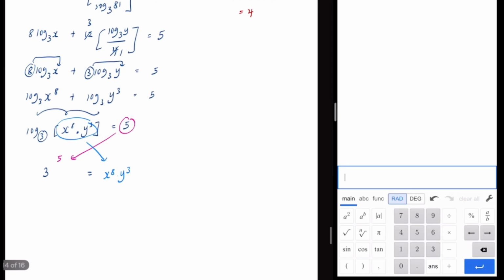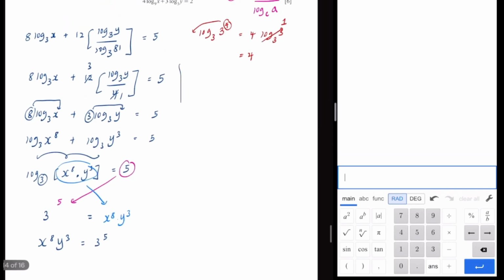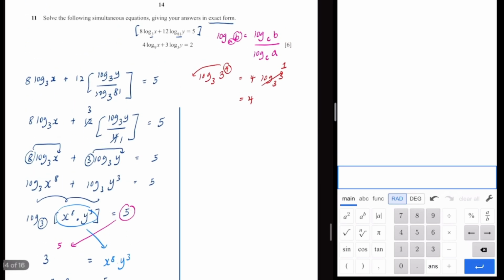Rewrite it so that it looks like x to the power of 8 y cubed is equal to 3 to the power of 5. Don't do anything yet, leave it exactly like that. I'm going to create a partition for us to do the next one. So same thing, I'm going to have to change this one to base 3.